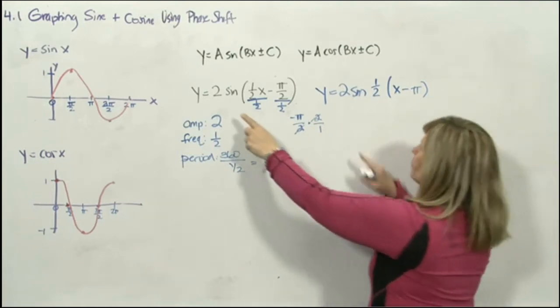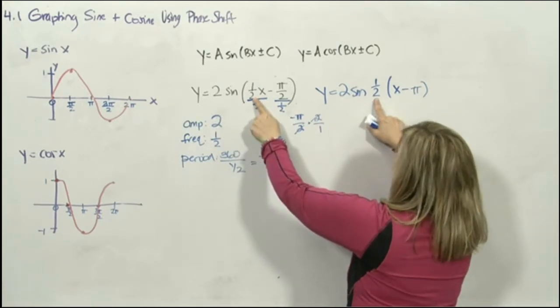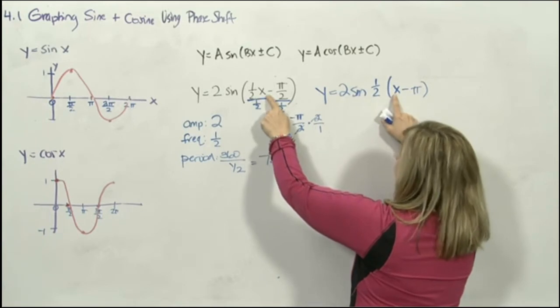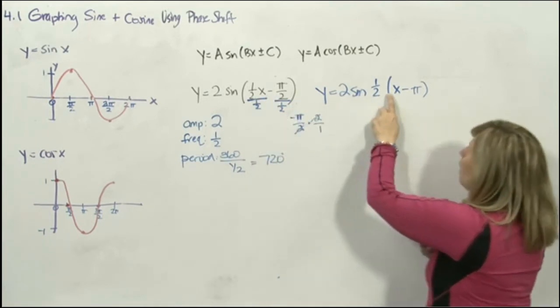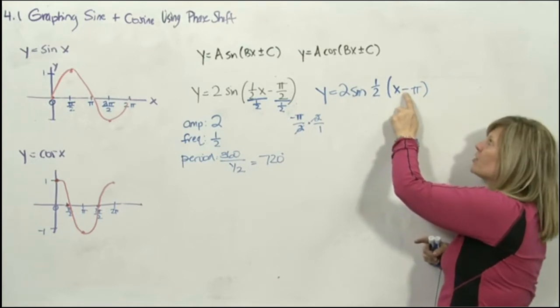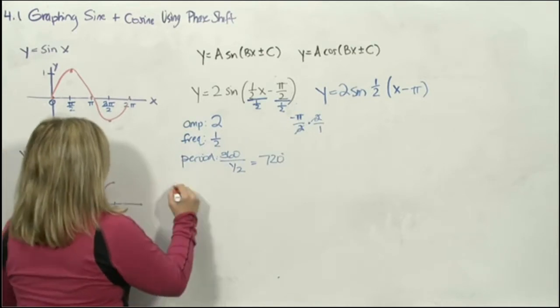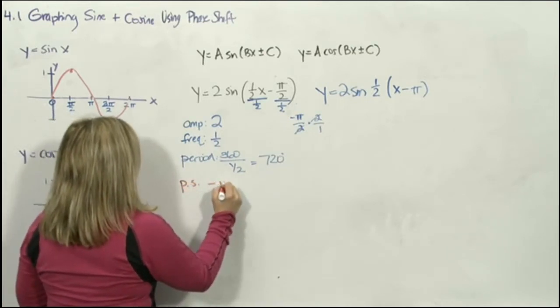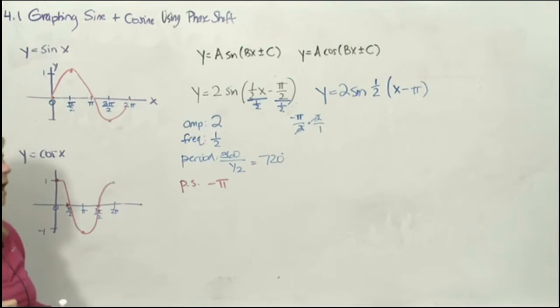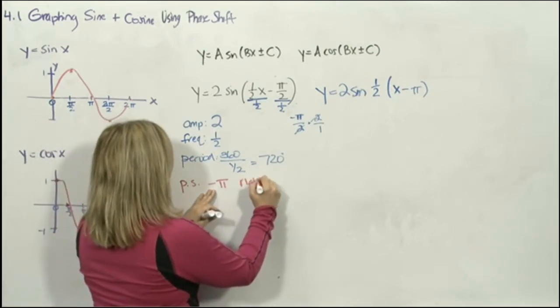Everybody look. Is the amp still 2? Yep. Is the frequency still a half? Yep, that number is still connected to x by multiplication. But now when there's a 1 here, here is your phase shift. Your phase shift is negative pi. What does that mean if your phase shift is negative pi? Well, if your phase shift is negative, it means you're going to move to the right.